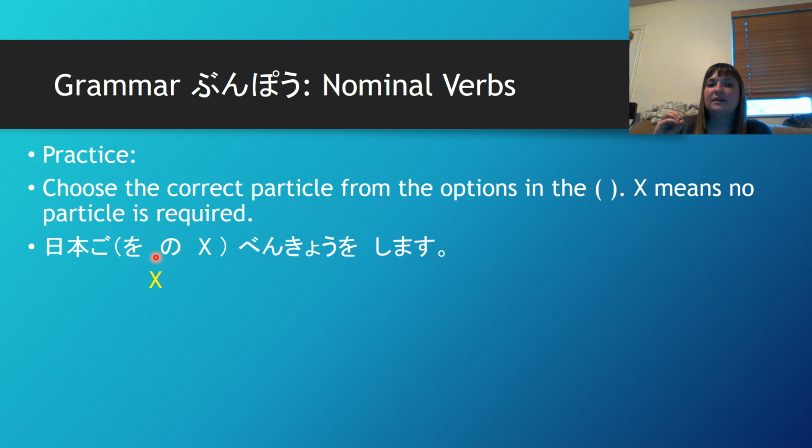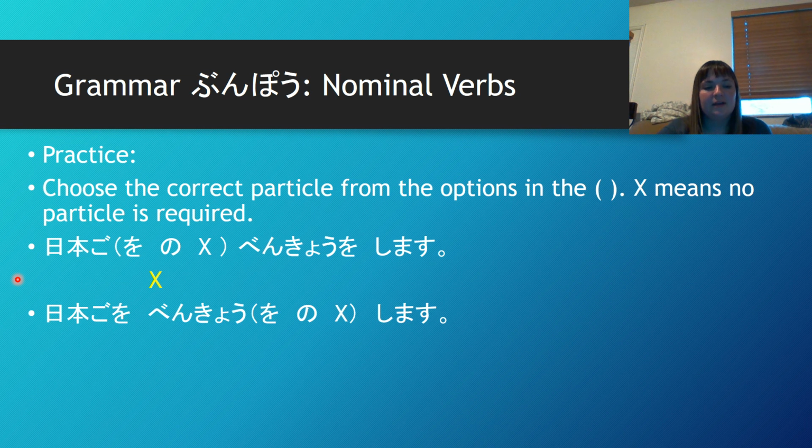We're actually saying do Japanese studies, okay? Because we're modifying benkyou with Nihongo, right? So it's not any studies, it's Japanese studies is what we're going to do. So we'd actually put Nihongo no benkyou o shimasu. That one's a little bit out there. Sorry about that. Number 2, Nihongo o benkyou blank shimasu.